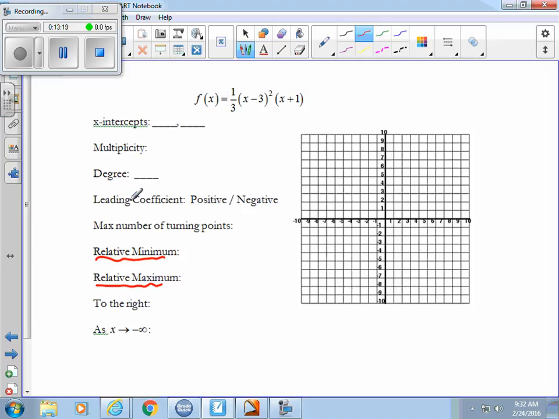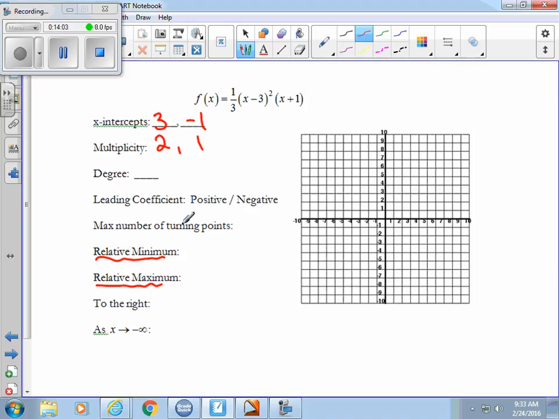Okay, let's get to the next one. So, x-intercepts. Now, sometimes I may need a calculator to answer that question. On this one, do I need a calculator to answer x-intercepts? No. Why not? Because it's already factored. So what are the x-intercepts? +3 and -1. What are the multiplicities of each one of those? And I'm going to put those down in the same order. Otherwise, you need to say which one has a multiplicity of what.